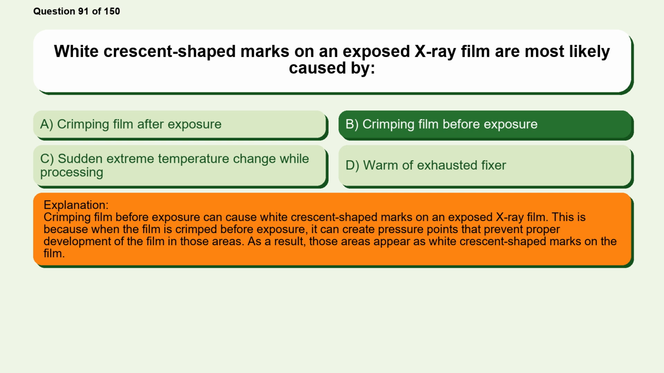Crimping film before exposure can cause white crescent-shaped marks on an exposed X-ray film. This is because when the film is crimped before exposure, it can create pressure points that prevent proper development of the film in those areas. As a result, those areas appear as white crescent-shaped marks on the film.